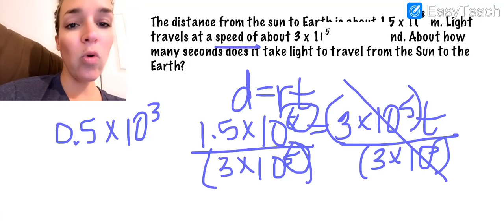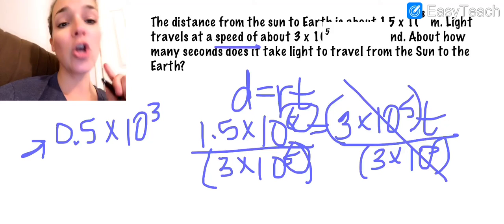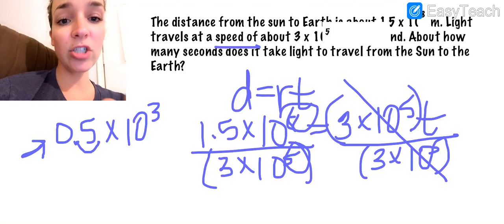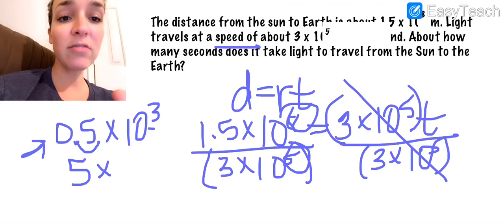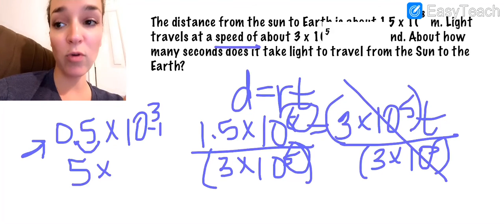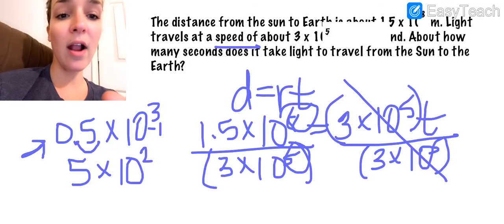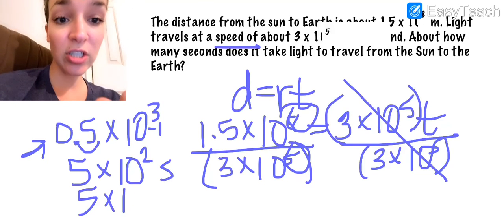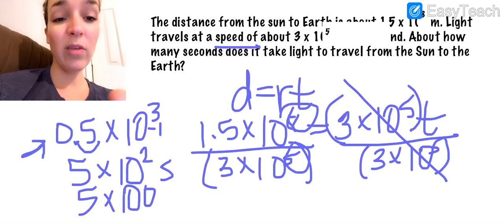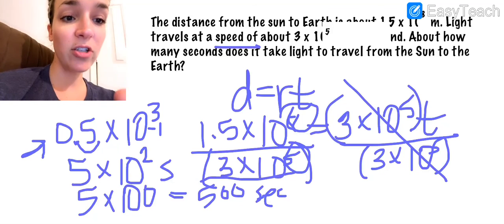Now, remember, I have to look at this number and say, is that proper scientific notation? No, I have to have a non-zero digit to the left of the decimal. So I can bump that decimal one place, making it 5, but then I have to remember to subtract 1 from my exponent, which would actually end up giving me 5 times 10 squared seconds. Or really, this one's kind of simple because we know that 10 squared is just 100, because 10 times 10 is 100. So we could say it's also 5 times 100, which is just 500 seconds. It doesn't tell us that we need to have our answer in scientific notation here, so you could just put your answer as 500 seconds.